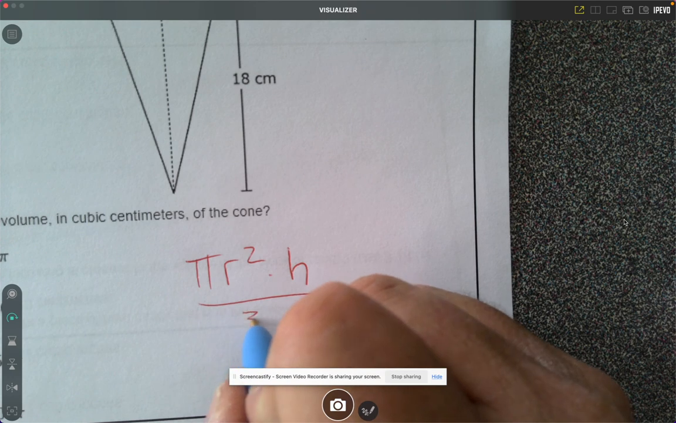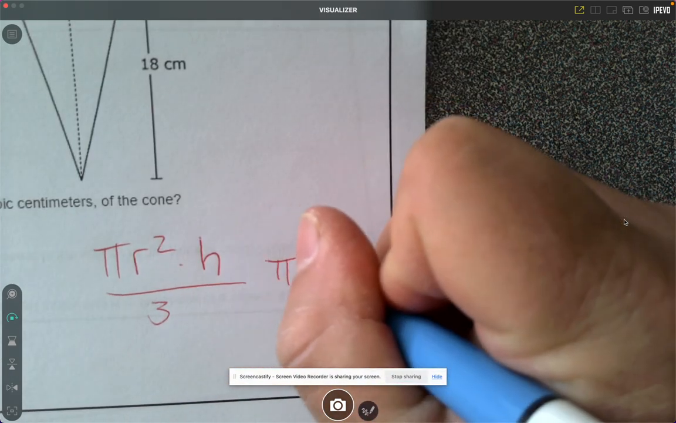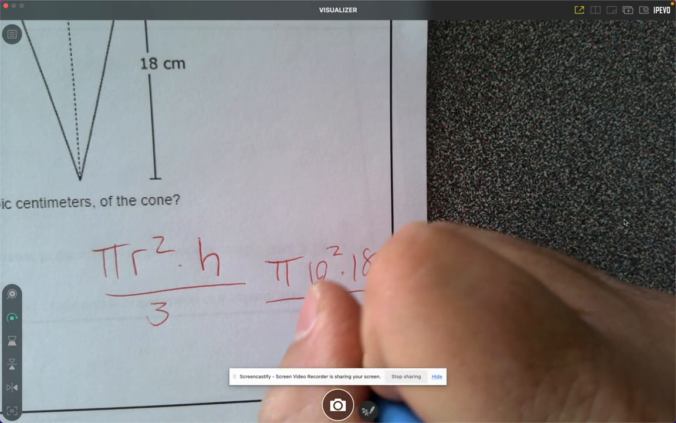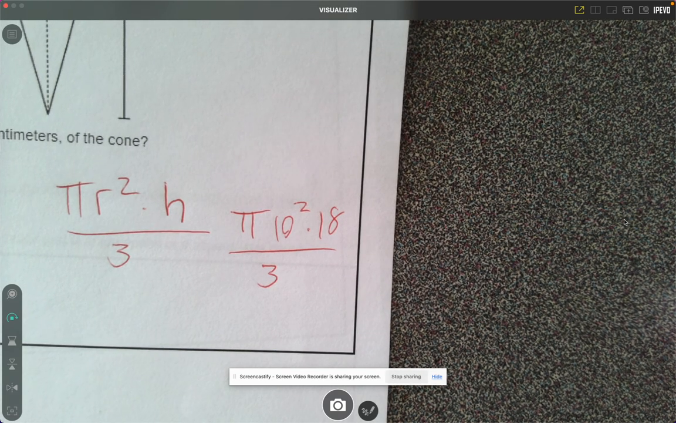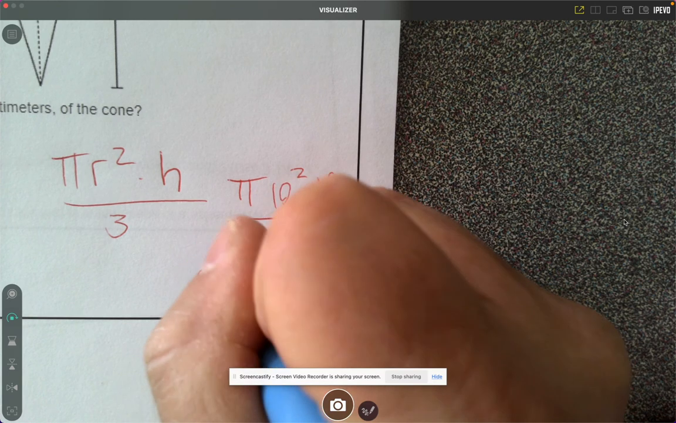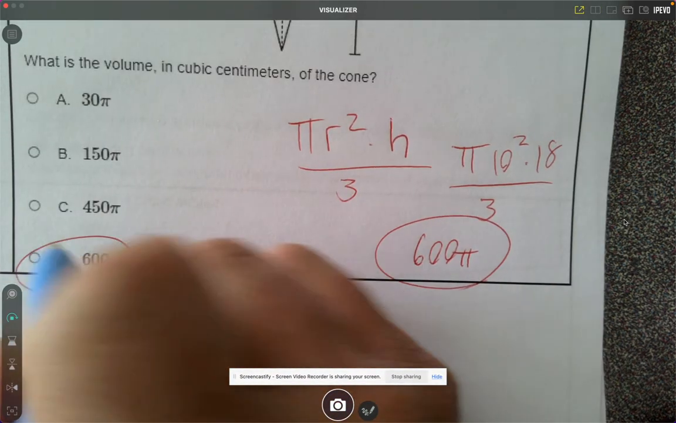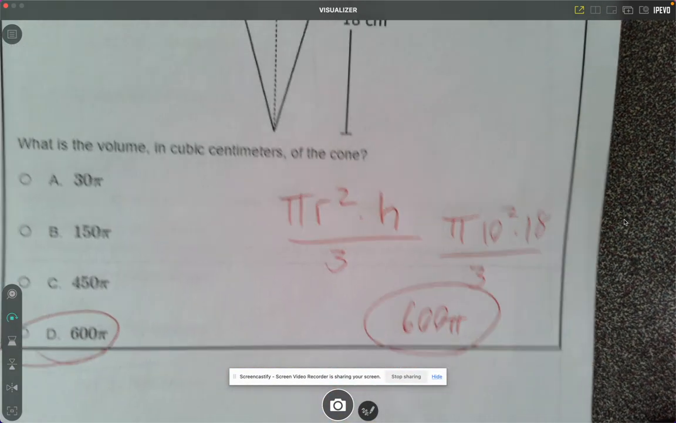Okay. All right, let's do here. So we go pi 10 squared times 18 divided by 3. So that's going to be, I can do that in my calculator, 100 times 18 divided by 3. Oh, 600 pi. Answer 600 pi. Notice it's in terms of pi, so I did not change pi to 3.14.